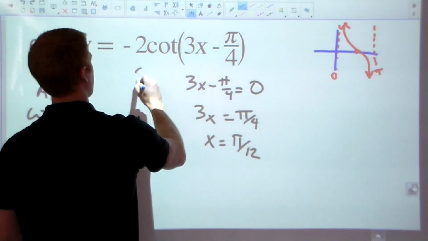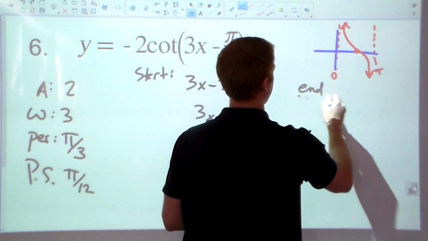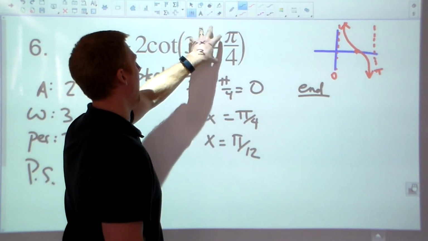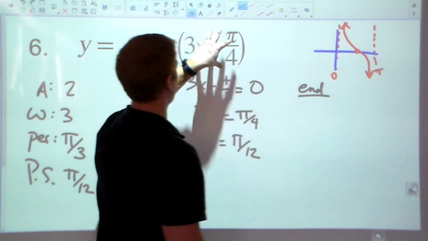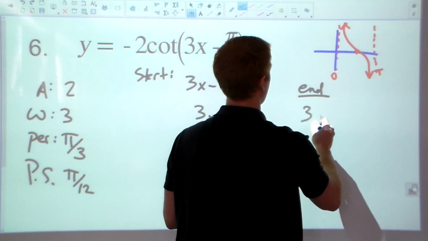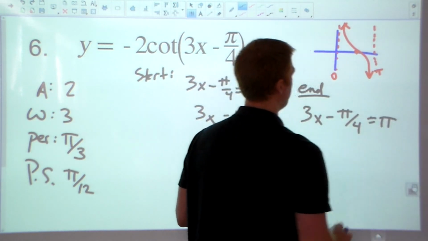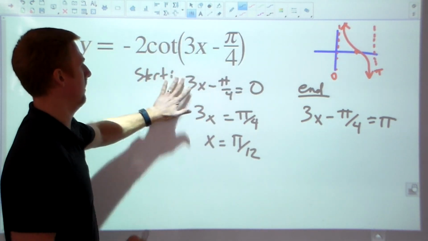All right, so that's also going to be what I'm going to label as my start, because I also want to think about the ending for one cycle again. So normally I'd be putting pi in, I'd be taking cotangent of pi to end a cycle. So I want to see where this stuff equals pi. So 3x minus pi/4 equals pi. This will show me where the one cycle would end if it started here.